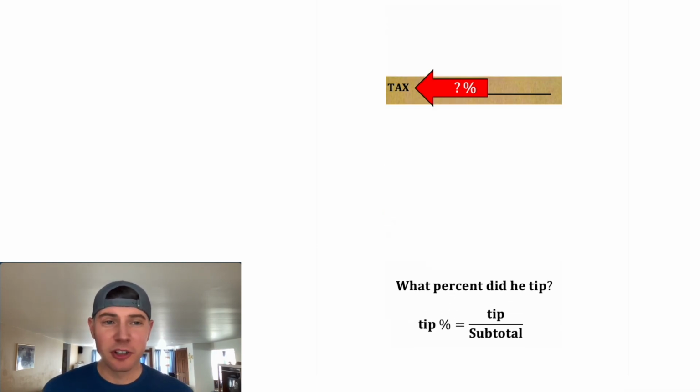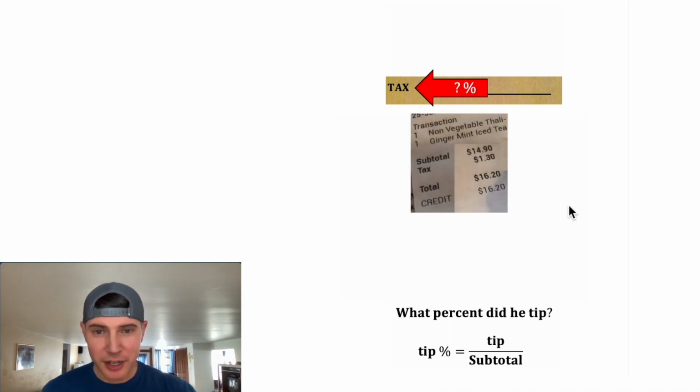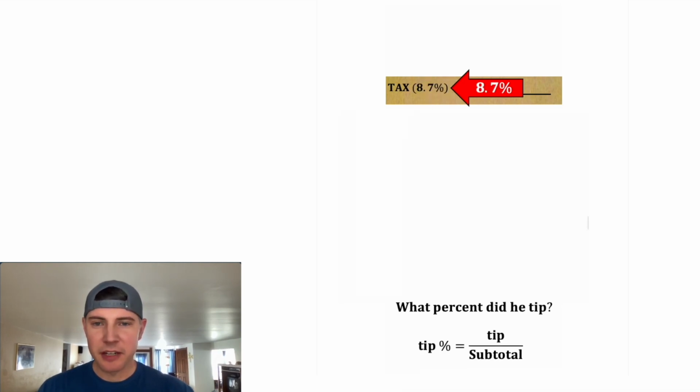So I just used Google to look for a receipt, and this is the first one that showed up. And we can zoom in on what's important to us. With this, we can find out the tax rate. It's going to be the tax divided by the subtotal. So the tax here is $1.30, and the subtotal is $14.90. That gives us a tax rate of approximately 8.7%. And we can update that right here. In fact, let's update it right there.